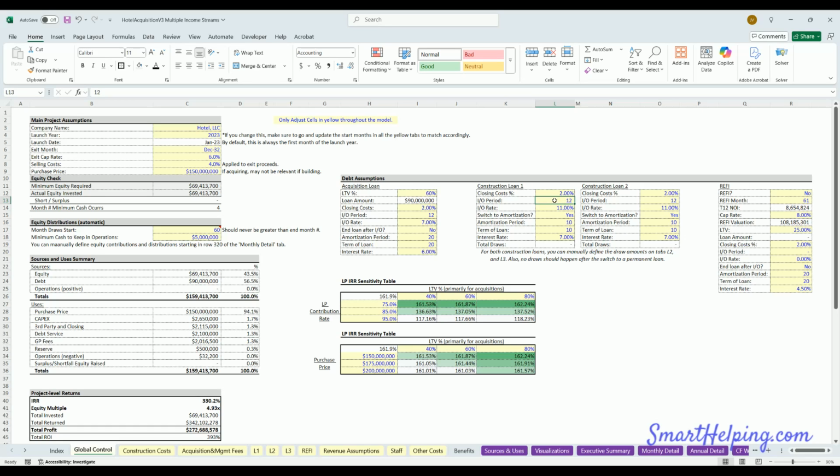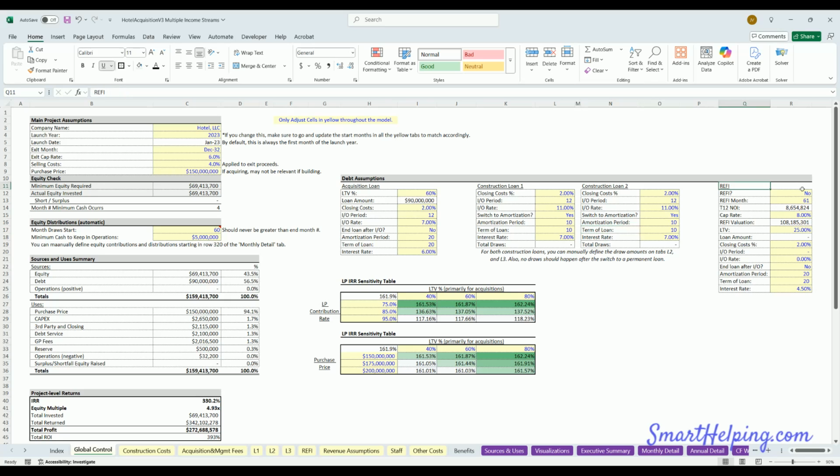IO period for that, the IO rate. Usually construction loans will have interest only periods until you're done, and then it'll convert to a permanent loan. So you usually hit yes on the switch to permanent, and then the amortization term of that loan and the interest rate. So construction loan 1 and 2 both work exactly the same way.